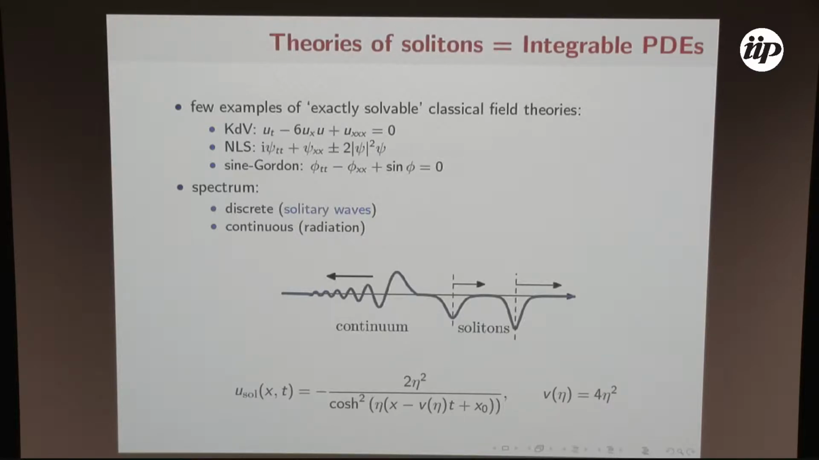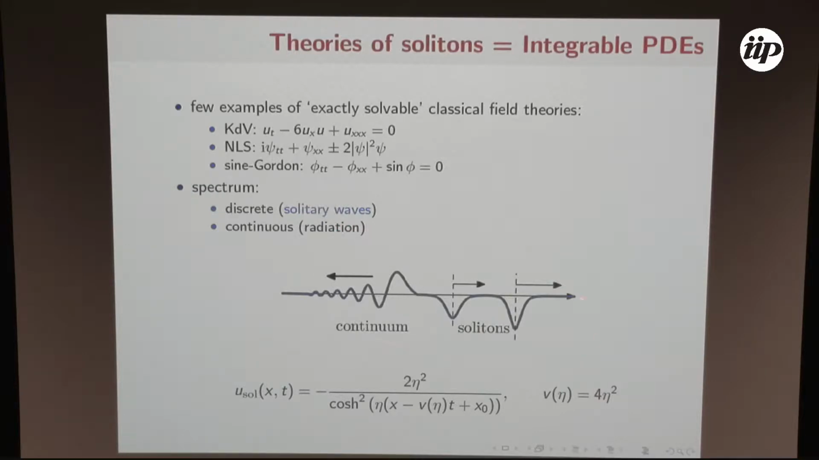What those models have in common is that they exhibit nonlinear stable excitations, which are known as solitary waves or simply solitons. But typically, besides solitons, there is another type of mode, another component in the solution, which pertains to the continuous part of the spectrum, which is often referred to as radiation.